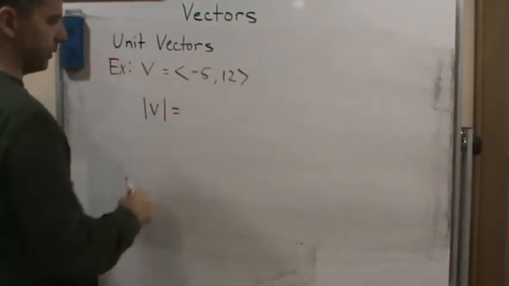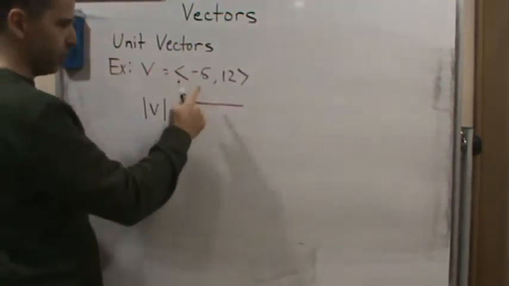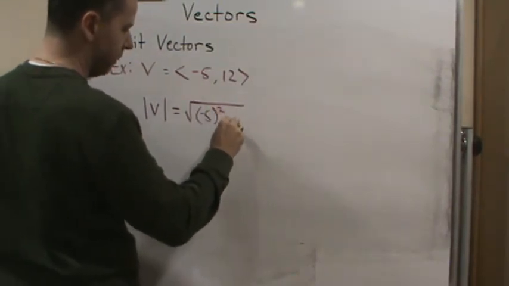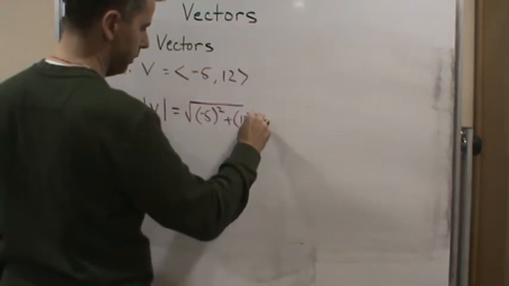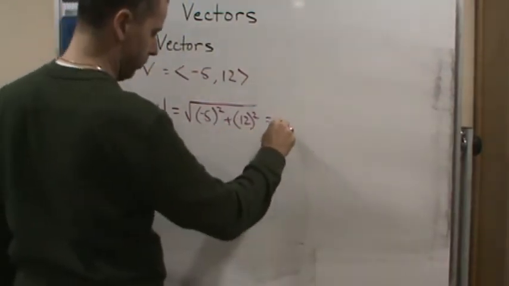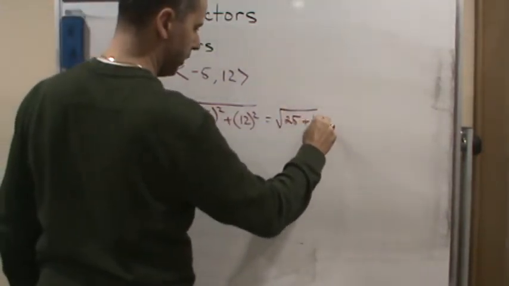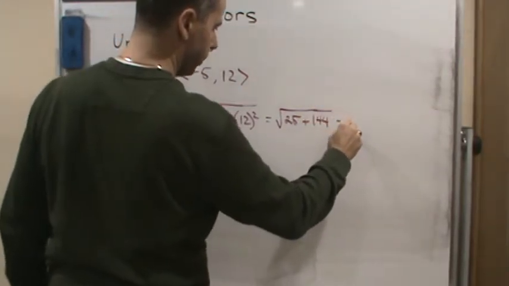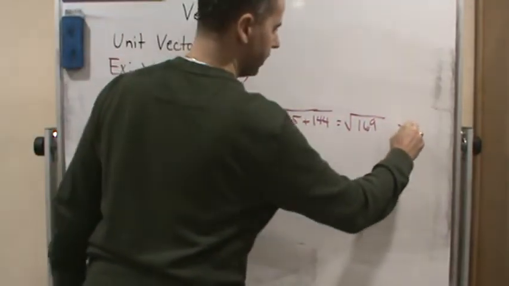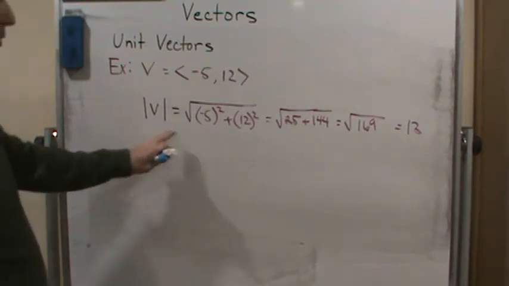Well, this is a position vector, so it's just going to be the square root of a squared plus b squared, where this is a and this is b. So it's going to be negative 5 squared plus 12 squared, which in this case is going to be the square root of 25 plus 144, which gives the square root of 169, which is 13. Okay, so the magnitude of v is 13.